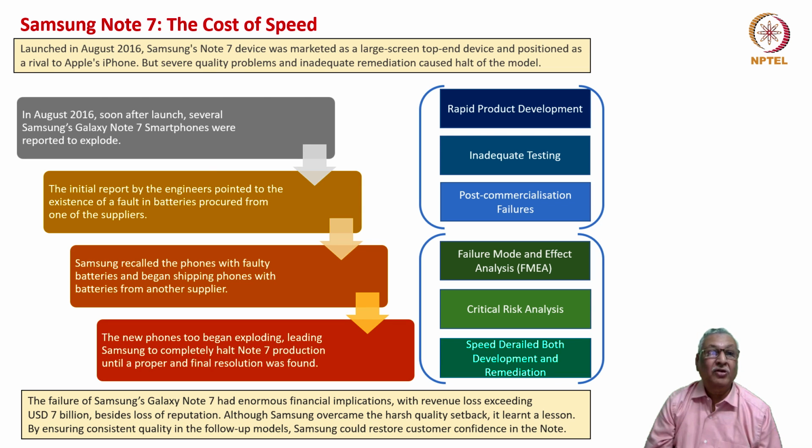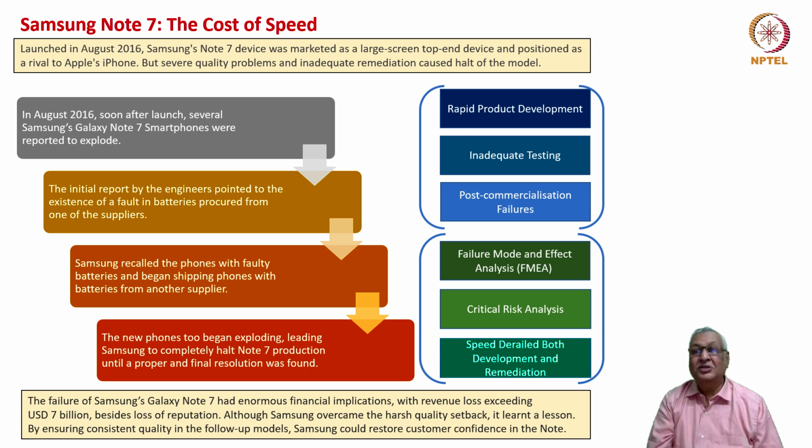Let us look at what happened with Samsung Note 7. Samsung brought out this product as one of the leading products which could completely disrupt the market of cell phones. It was launched in August 2016. It looked completely different in terms of the form factor, the thinness, and the way the fast charging capabilities were talked about.